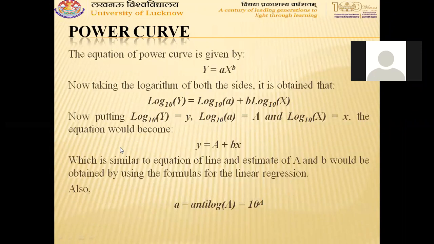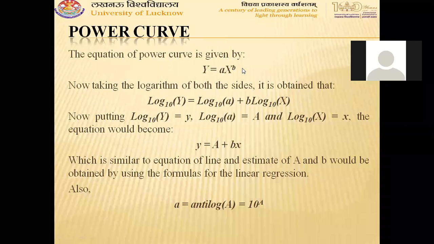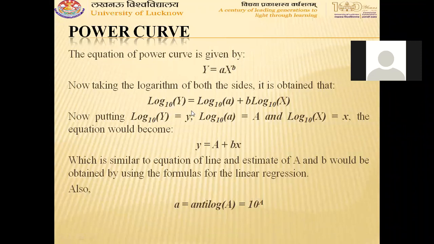Third is the power curve. The equation of the power curve is given by y is equal to a x to the power b. If we take its log, then it will become log y is equal to log a plus b log x. We put log of capital Y as small y, log of a is equal to capital A, and log of x is equal to small x. Then it becomes y is equal to a plus bx, which is similar to the equation of a line. And by using the results of the equation of a line, we can easily obtain the values of a and b.